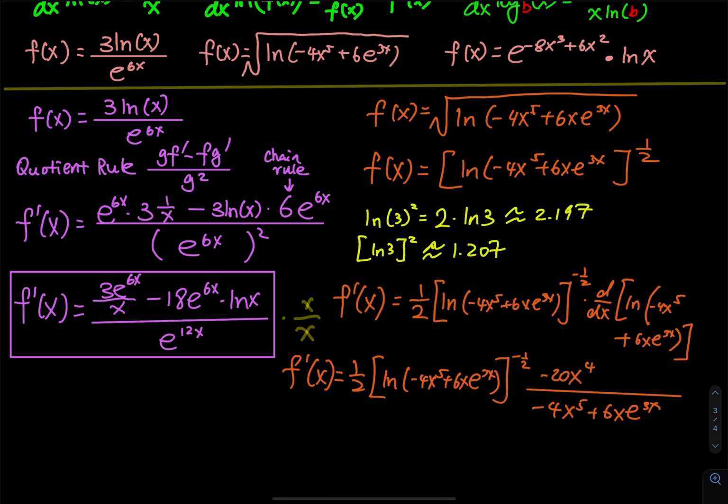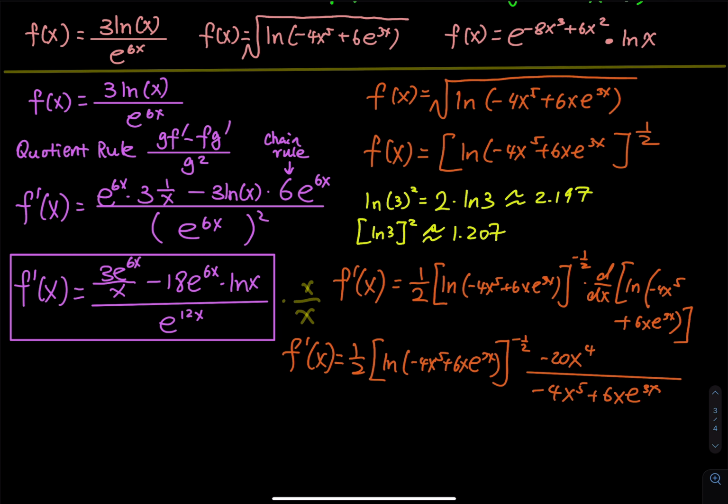the negative 4x to the fifth, so that equals a negative 20x to the fourth, but the 6x e to the 3x, that one is a product rule, right? So that one, if you don't mind, I will just do it right over here, so I don't need to squeeze that into that one little space. So 6x e to the 3x, and then we do this. So this is a product rule.